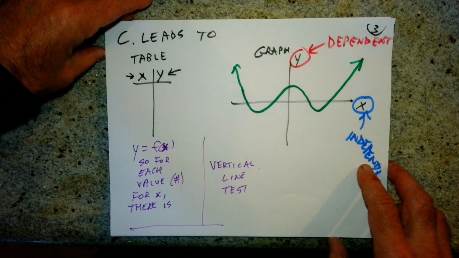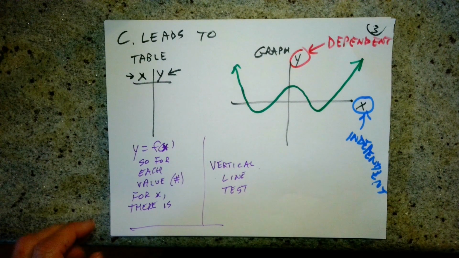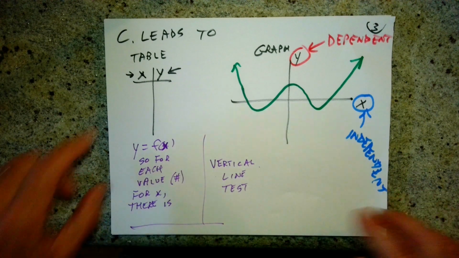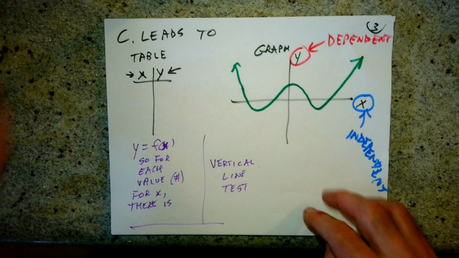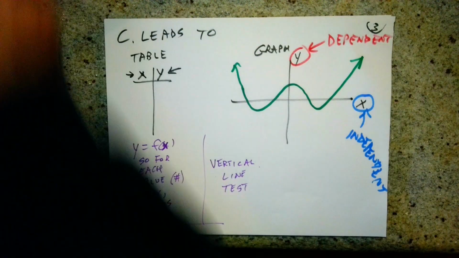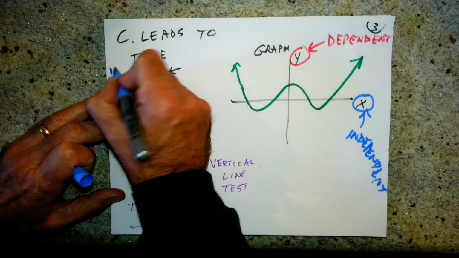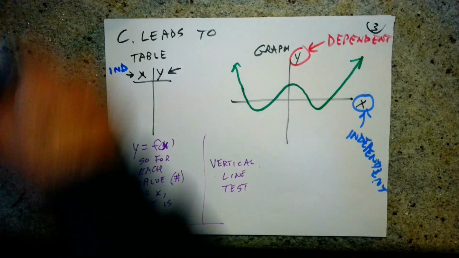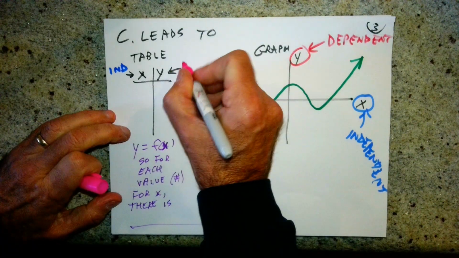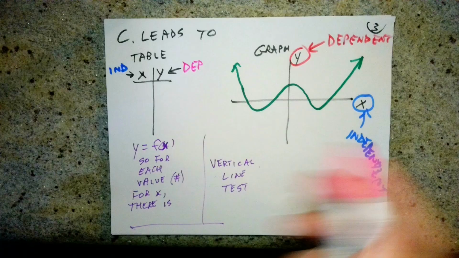Okay. All right. What this leads to is ways of expressing that equation. You can make a table, and when we make a table, we put the independent variable on the left side of the table, and we put the dependent variable on the right side of the table, no matter what they are.